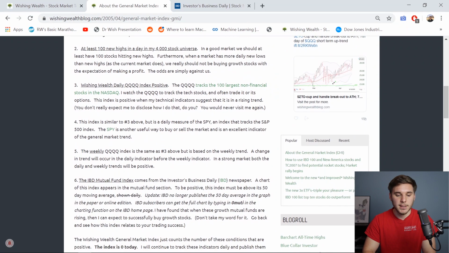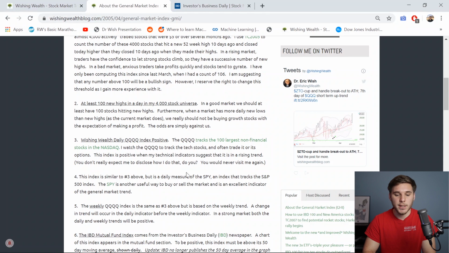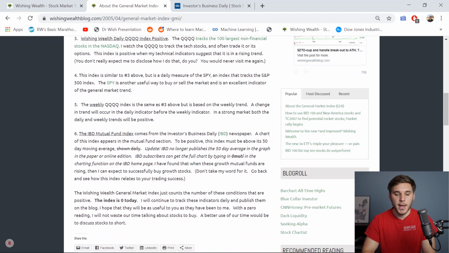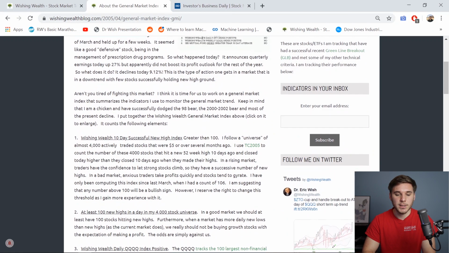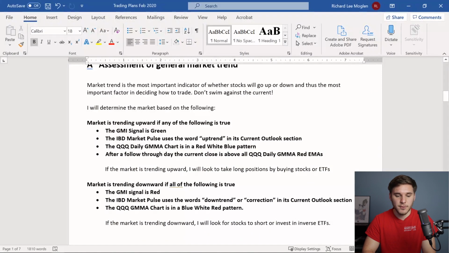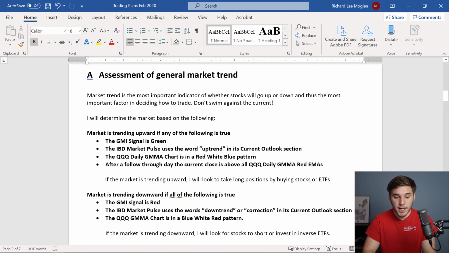And then here with the short-term QQQ and SPY uptrends, he's looking for basically whether or not they're above key moving averages. Then the weekly is a more long-term moving average, and the IBD Mutual Fund Index, as I said, he just wants that over that 50-day moving average. So I definitely recommend reading that article and using this GMI signal, which if it's red, I'm very hesitant to take new long positions.